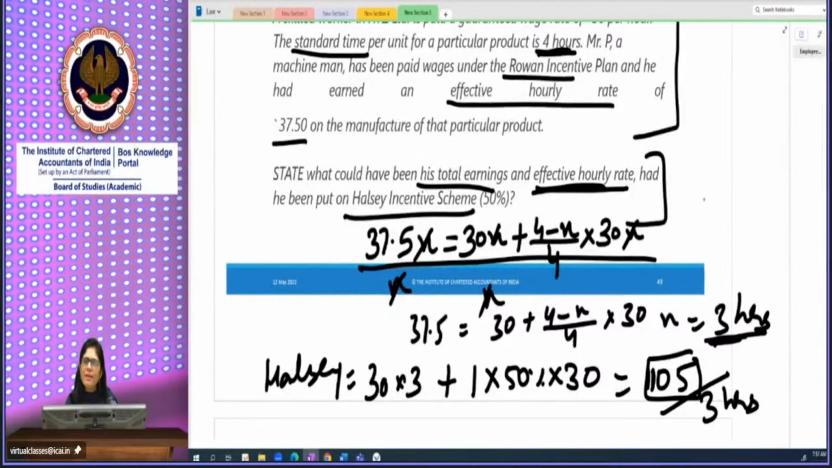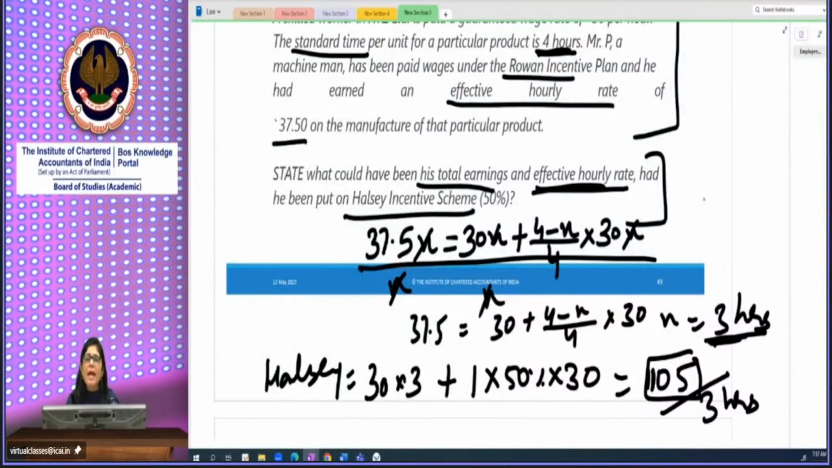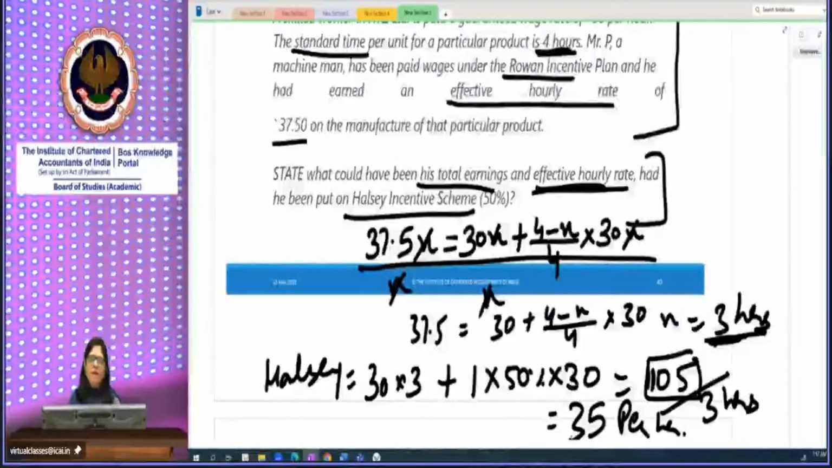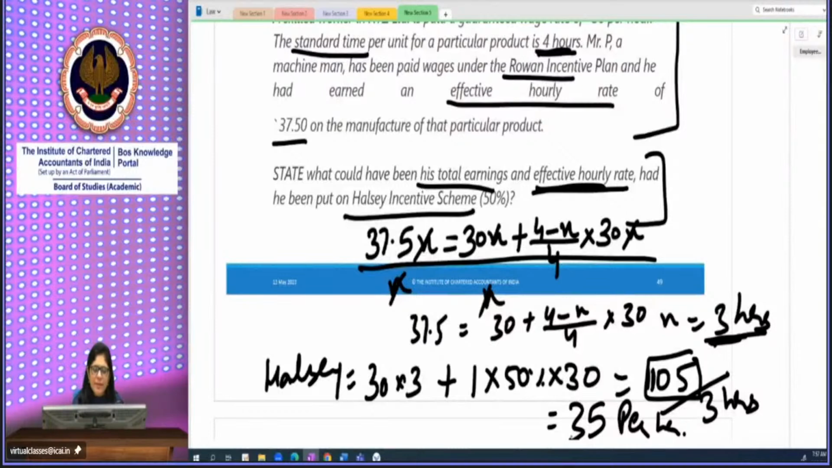Total wages you have received, which is 105 under Halsey, divided by actual hours worked, which are 3 hours. So the effective hourly rate under Halsey is 35 per hour. The effective hourly rate under Rowan is 37.5, and under Halsey it is 35 per hour. How many of you are able to calculate 35 per hour?